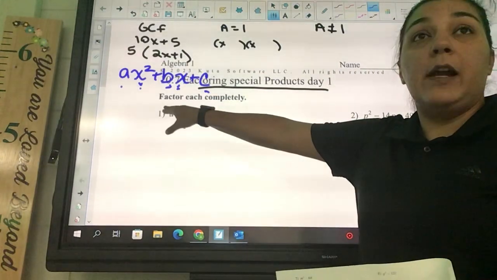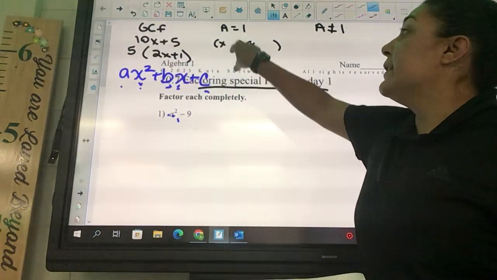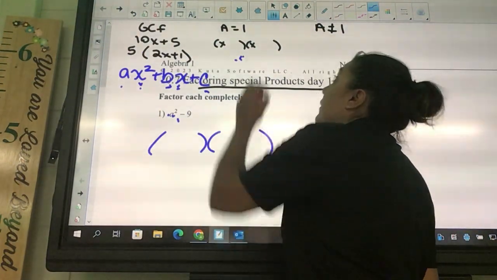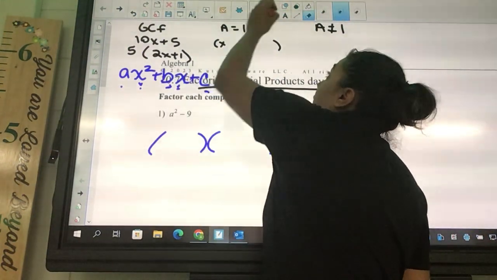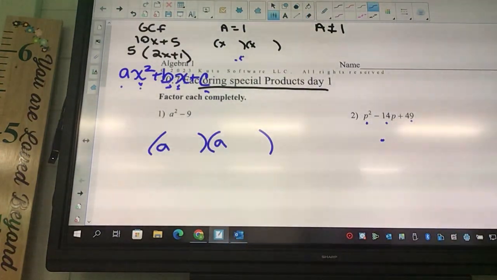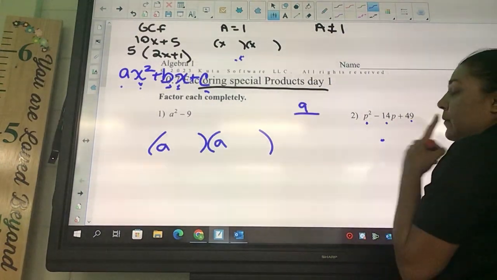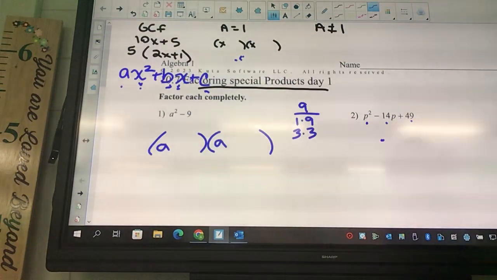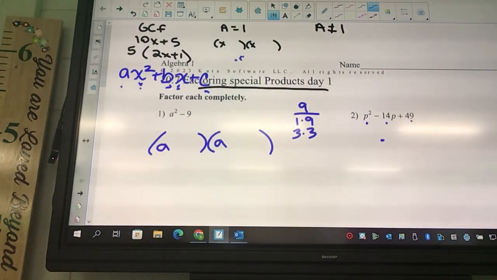So a is 1, right? Would you agree? A is 1. So that's this easy type of factoring. You're going to draw your 2 parentheses, and we're going to fill in a and a. We're going to make a list of what number? 9, right? What are some factors of 9? 1 and 9, 3 and 3.